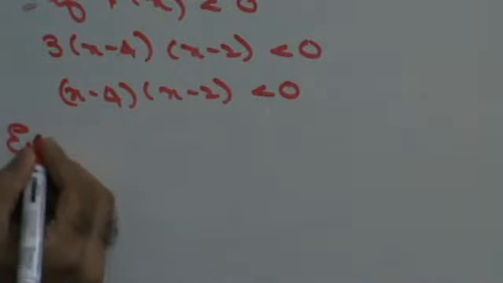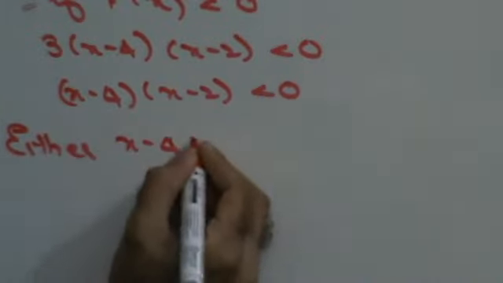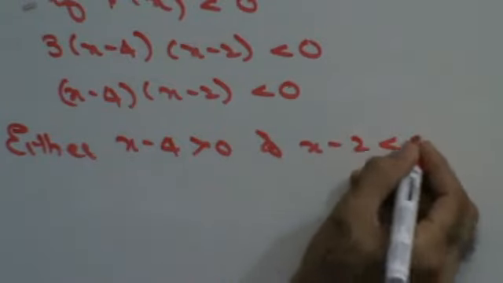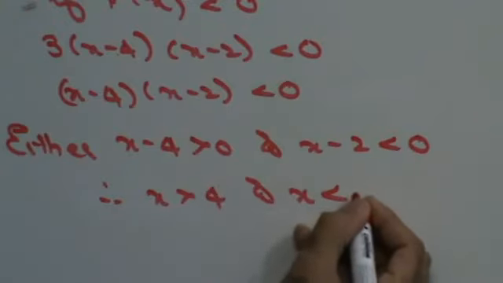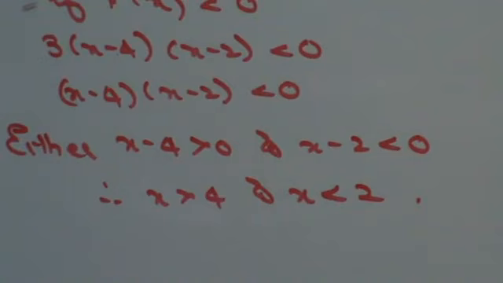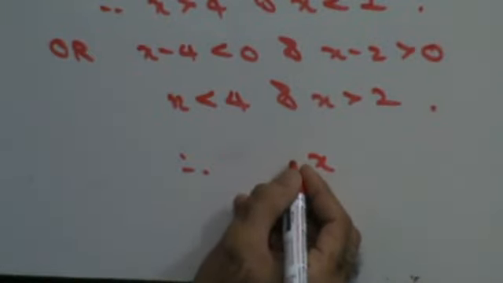So I can say either x minus 4 is greater than 0 and x minus 2 is less than 0, in which case x is greater than 4 and x is less than 2, which is not going to be possible. How can a number be greater than 4 and less than 2? Or x minus 4 is less than 0 and x minus 2 is greater than 0. So therefore x is less than 4 and x is greater than 2. Therefore it will be a decreasing function when x is greater than 2 and less than 4.